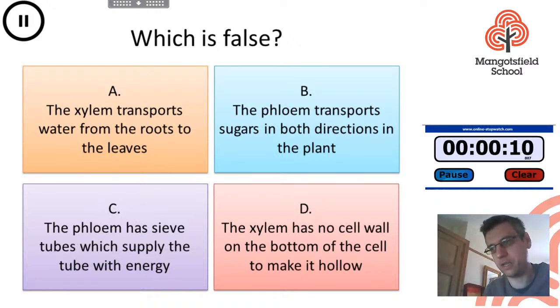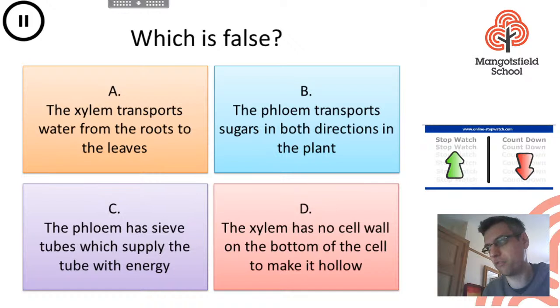Okay, let's start having a look at it. Let's go through it one by one. Right, the xylem transports water from the roots up to the leaves. Yes, exactly what it does. The phloem transports sugars in both directions in the plants. Yep, it does. Let's have a look at D.